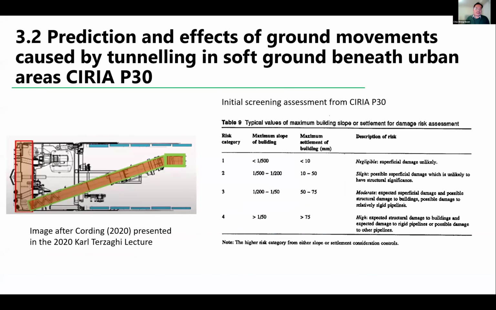Moving on to the next interesting problem, the second one is the prediction and effects of ground movements caused by tunneling in soft ground beneath urban areas and is normally governed by volume loss, which is the percentage of volume as a function of the theoretical volume of the borehole. And its settlement is normally induced by the overcutting of the material around the TBM, the face pressure governing the material that comes into the excavation chamber, and the relaxation of the ground before pressure grouting behind the TBM tail skin.